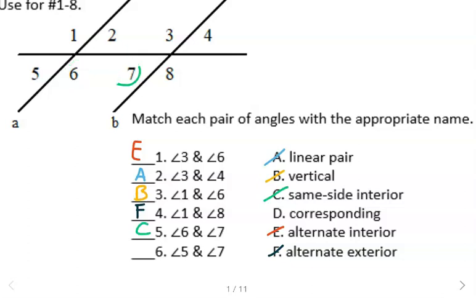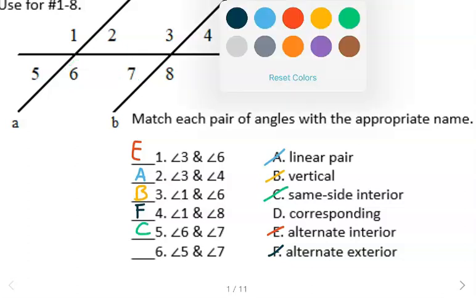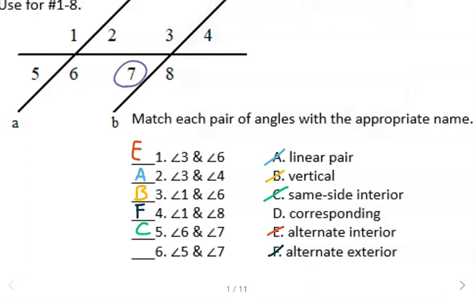And then 5 and 7, those are corresponding angles. They're in the same position to the transversal and one of the parallel lines. In this case, below the transversal to the left of one of the parallel lines. And those are congruent, by the way.